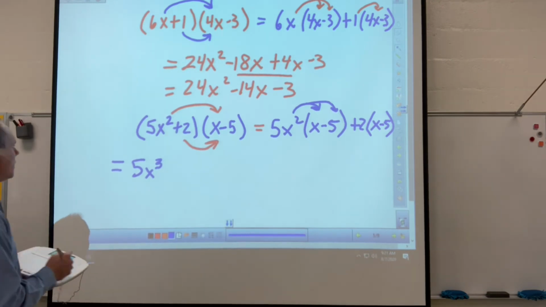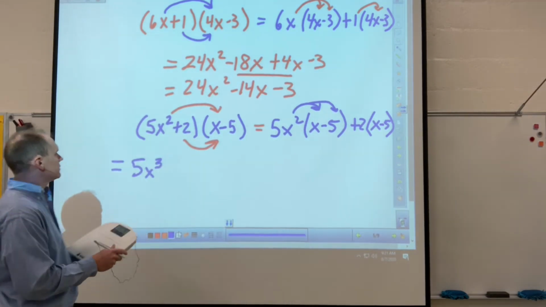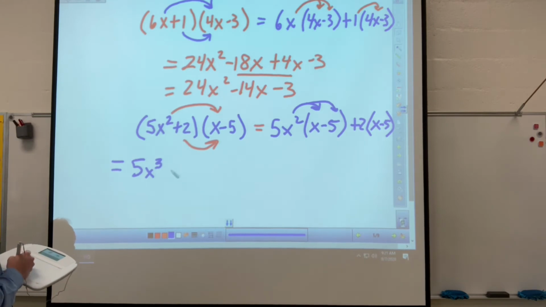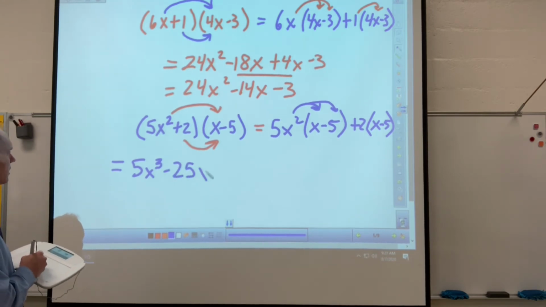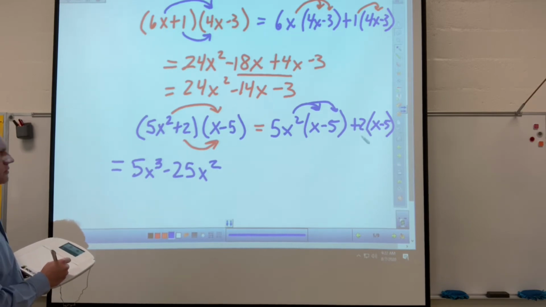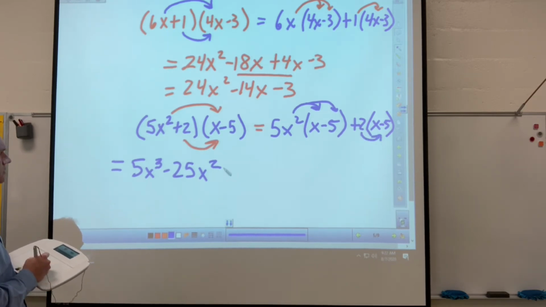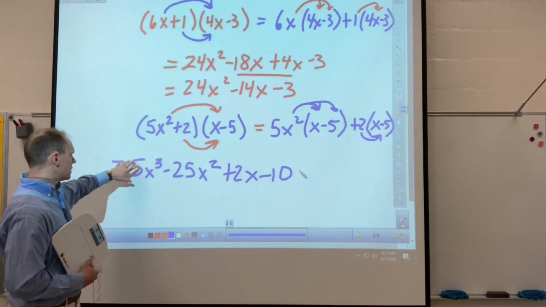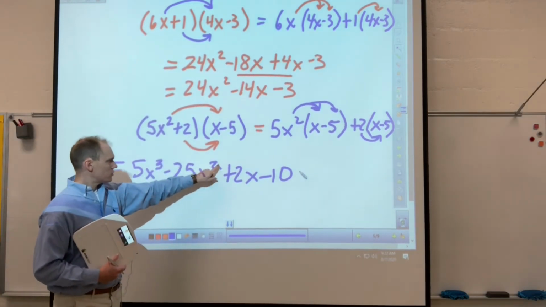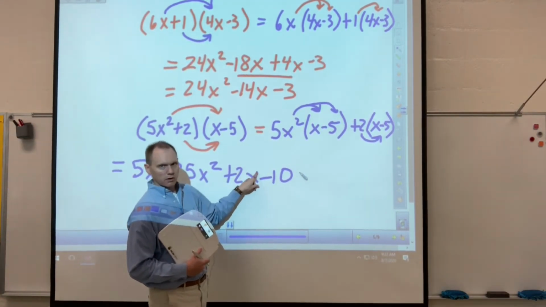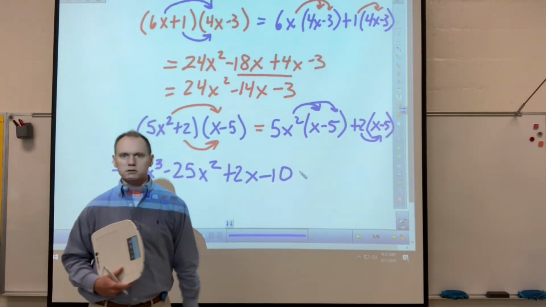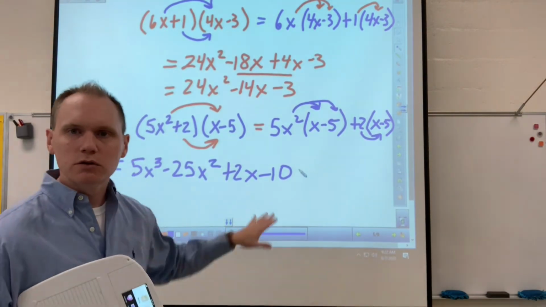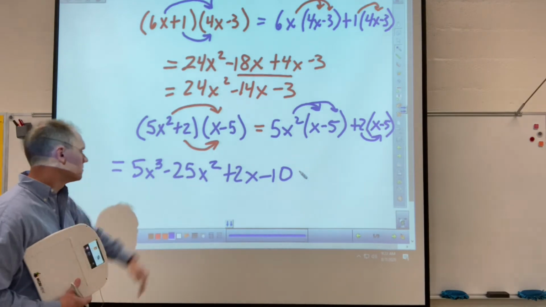All right. 5x squared times negative 5. So 5 times negative 5 is negative 25x squared. And then let's multiply the 2 inside. So 2 times x is 2x, and 2 times negative 5 is negative 10. And we don't have any like terms here. We have a cube, a square, a linear term, x to the first, and then a constant. So we don't have any like terms to combine. So this is our final answer in standard form.